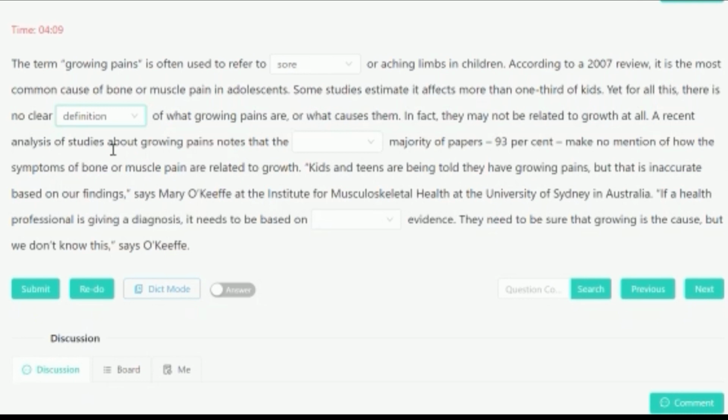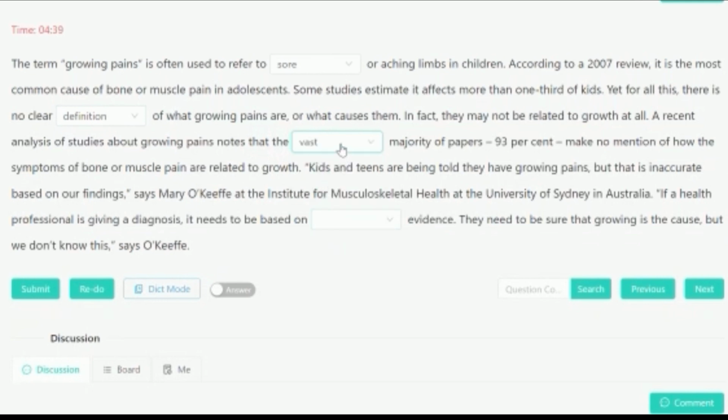So these are examples of when you have to consider the context in which a word is used, looking at the structure of the word. It might give you a strong clue to what should be in the blank. This says a recent analysis of studies about growing pains notes that the dash majority of papers. It can be political, it can be democratic, it doesn't sound right. So we have here vast.